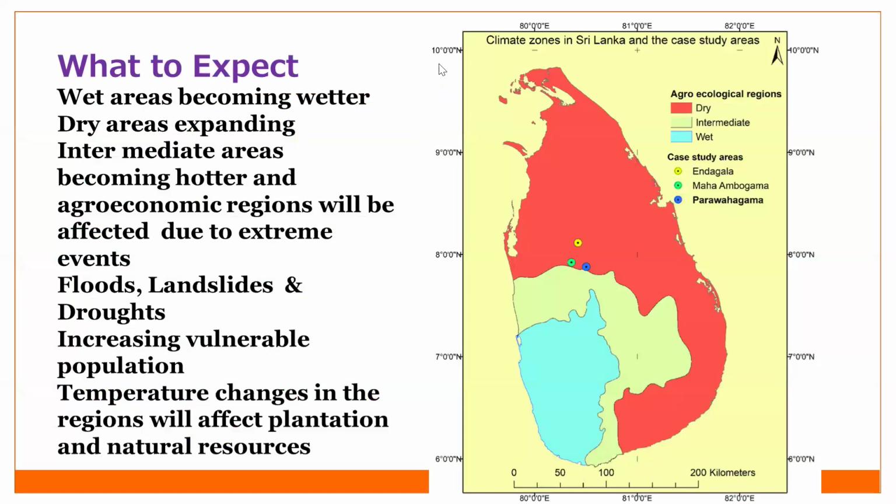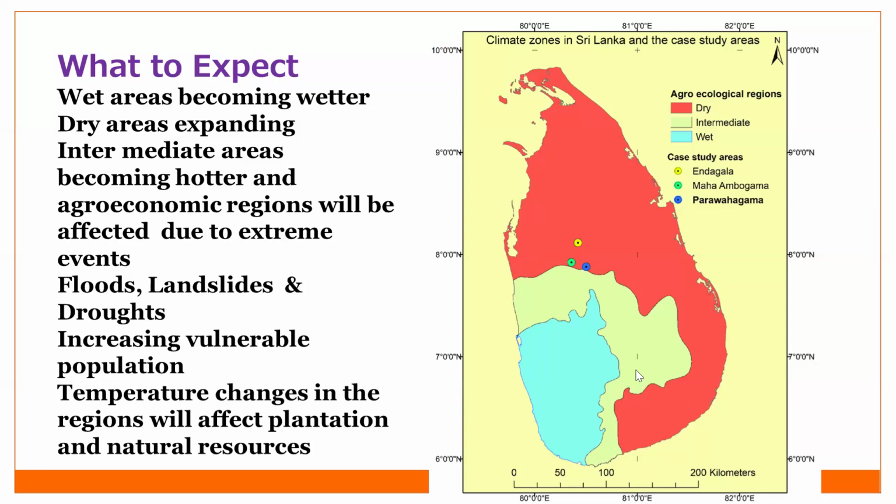What to expect for Sri Lanka? You must be familiar with these things. Wet areas become wetter, dry areas expanding, intermediate areas also reducing or expanding, becoming hotter, and agro-economic regions will be affected due to extreme events. Now these red areas, on average basis, they receive about 1,100 to 900 millimeters of rain.